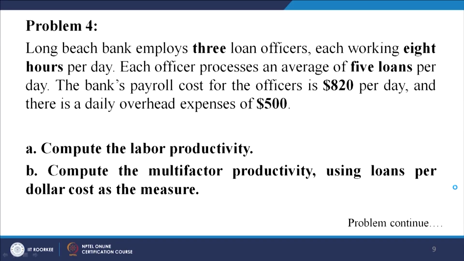Each officer processes an average of 5 loans per day. The bank's payroll cost for the officers is $820 per day, and there is a daily overhead expense of $500. Now we have to compute the labor productivity, and compute the multi-factor productivity using loans per dollar cost as the measure. So the measure also is given.